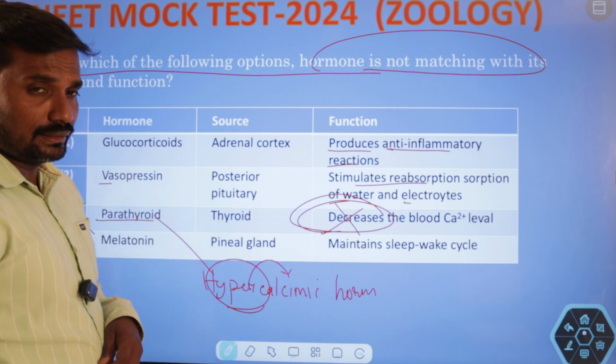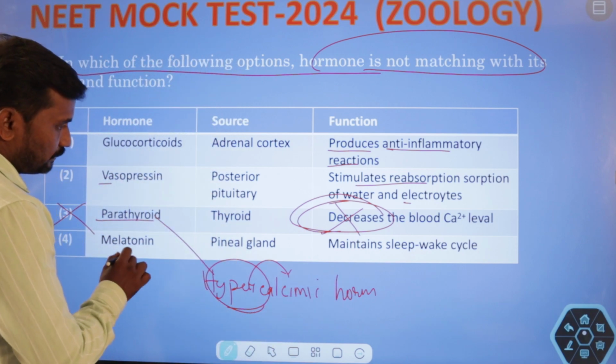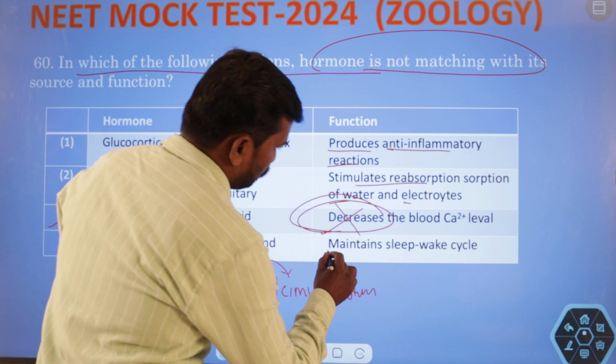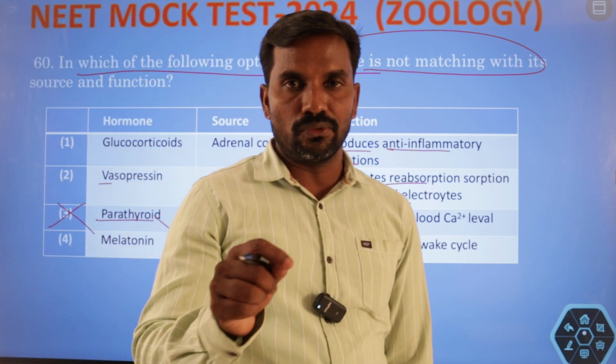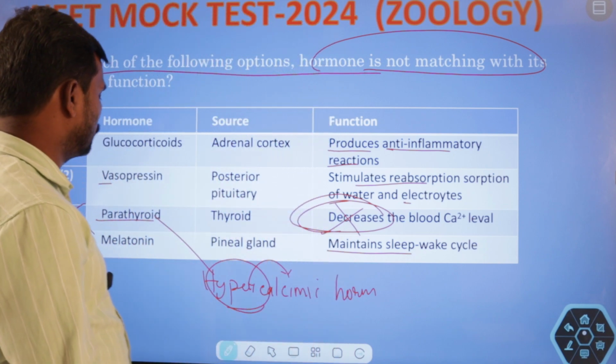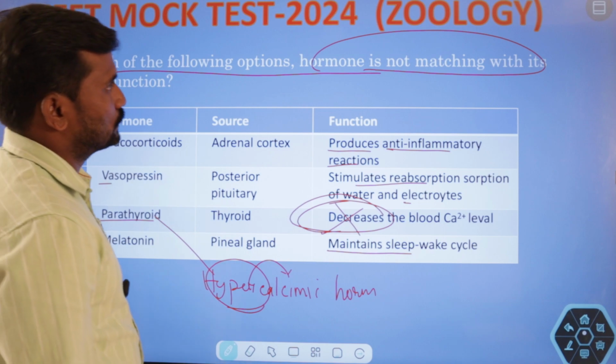You know very well, melatonin is synthesized by the pineal gland, responsible for maintenance of the sleep-wake cycle, otherwise called the circadian rhythm, a 24-hour cycle. So the correct answer is 3, which is mismatched.